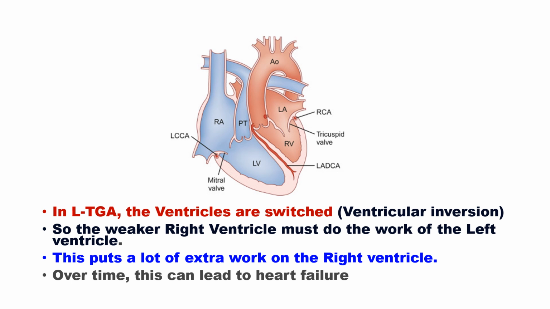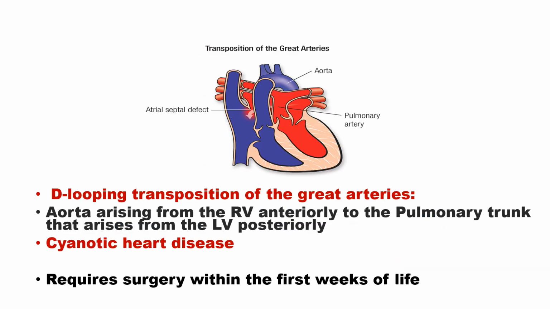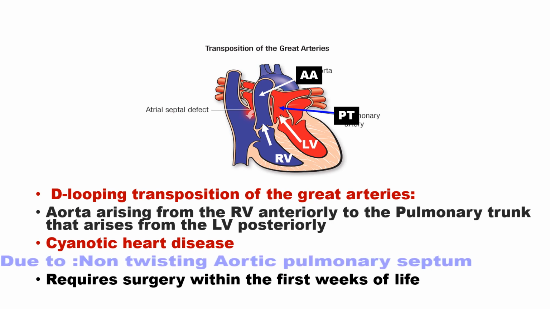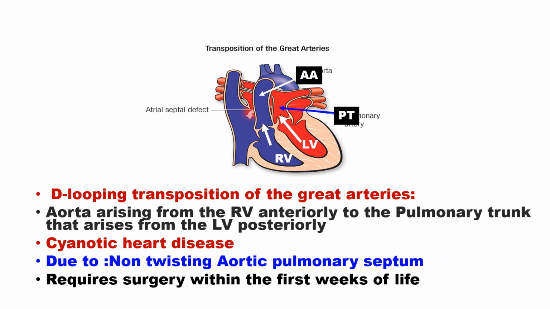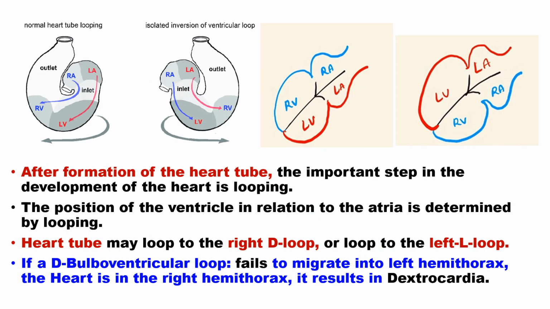In L transposition of great vessels, where the ventricles are switched, or ventricle inversion, the right ventricle must do the work of the left ventricle. This puts a lot of extra work on the right ventricle and over time can lead to heart failure. In D looping transposition of great vessels, the aorta arises from the right ventricle anteriorly and the pulmonary trunk arises from the left ventricle posteriorly. It leads to cyanotic heart disease, mainly due to the non-twisting of the aorticopulmonary septum. It requires surgery within the first week of life.